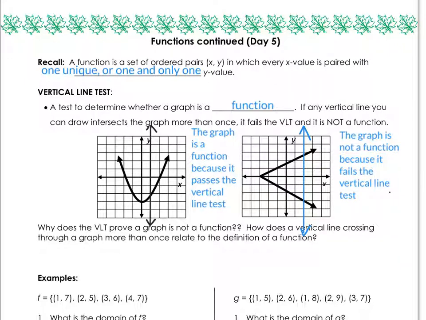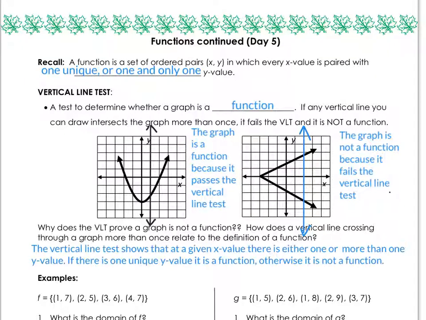But in order to answer a question with that, I need to know why that's the case. So why does the vertical line test prove a graph is not a function? How does a vertical line crossing through a graph more than once relate to the definition of a function? Well, the vertical line test shows that at a given x value, wherever we put the line, there's either one or more than one y value. If there's one unique y value, it's a function. Otherwise, it is not a function.